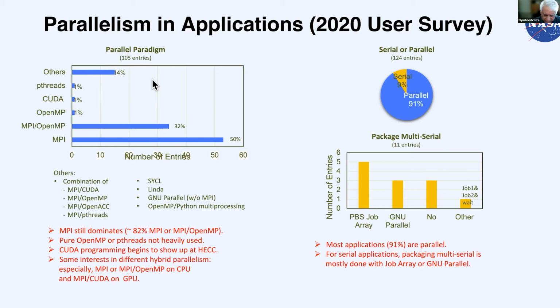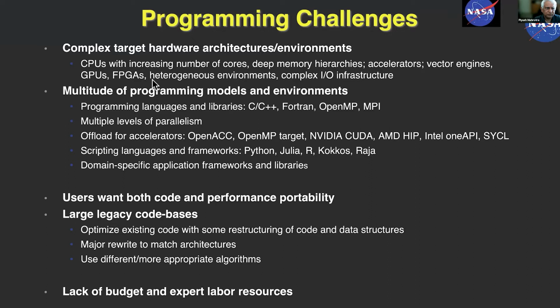Why I was also telling you this is that it leads to some programming challenges for our environment. Just like Addison was telling us, target architectures are becoming very complex, not only because of accelerators like GPUs, DPUs, and vector engines, but also within the traditional CPU, with an increasing number of cores, deep memory hierarchies, and complex IO infrastructure. All of these are causing problems in efficiently using the underlying system.